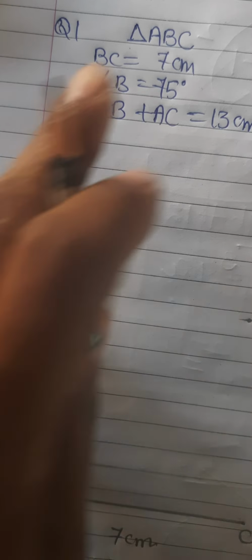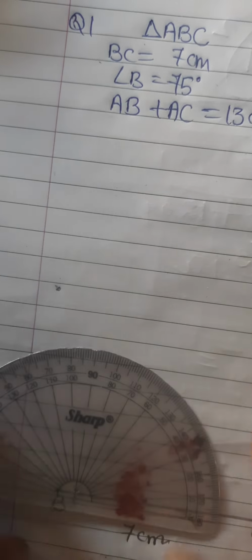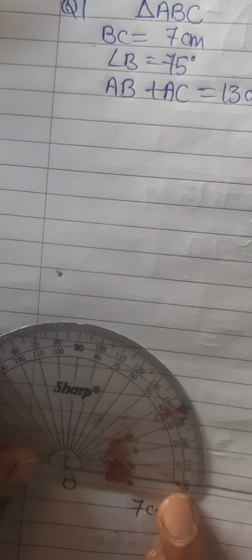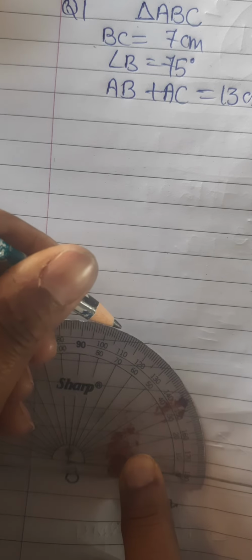Marking this point B, this point C, 7 centimeter in measurement. Then at B the angle is given 75 degree. So we will use the protractor this time, and using the protractor, drawing the angle 75 degree.